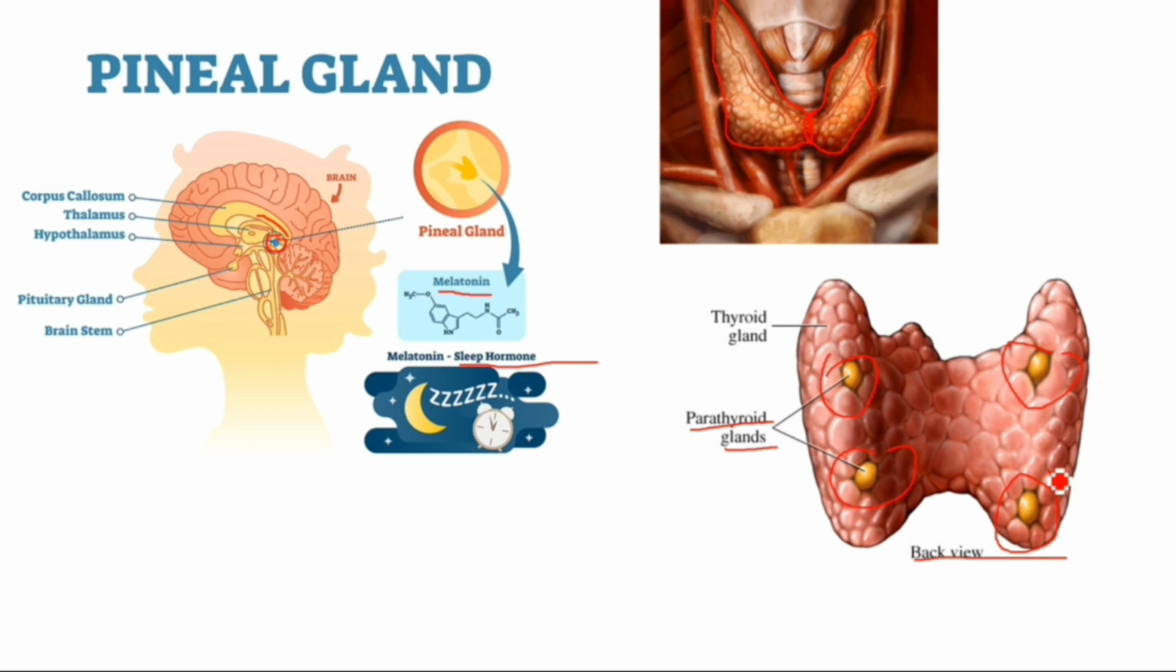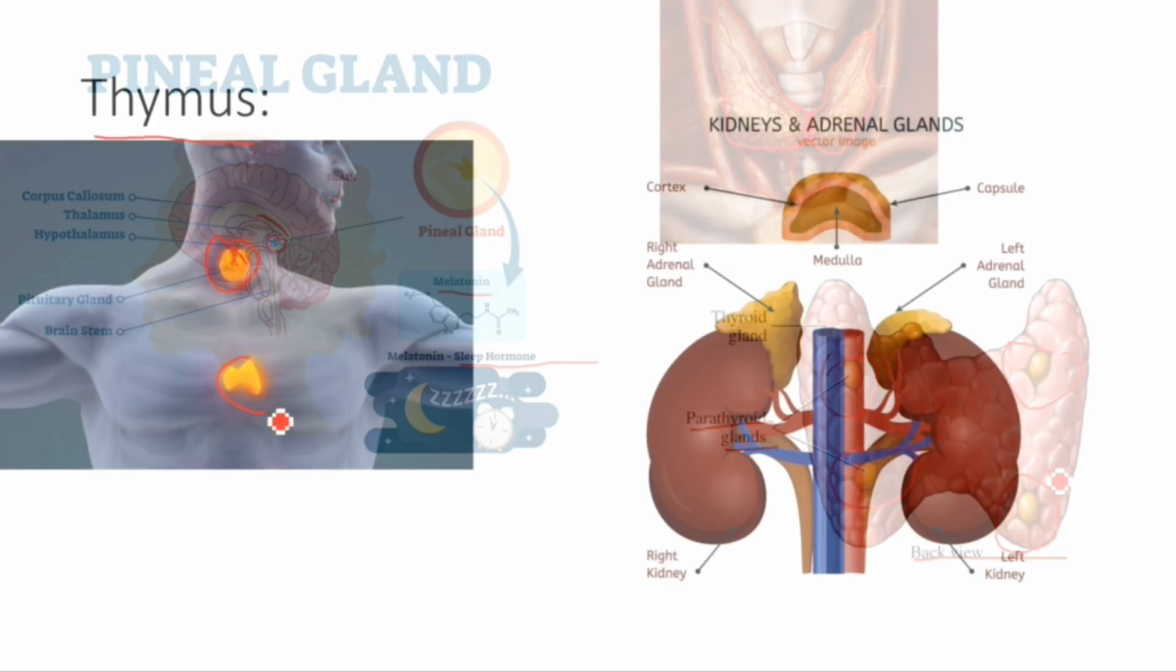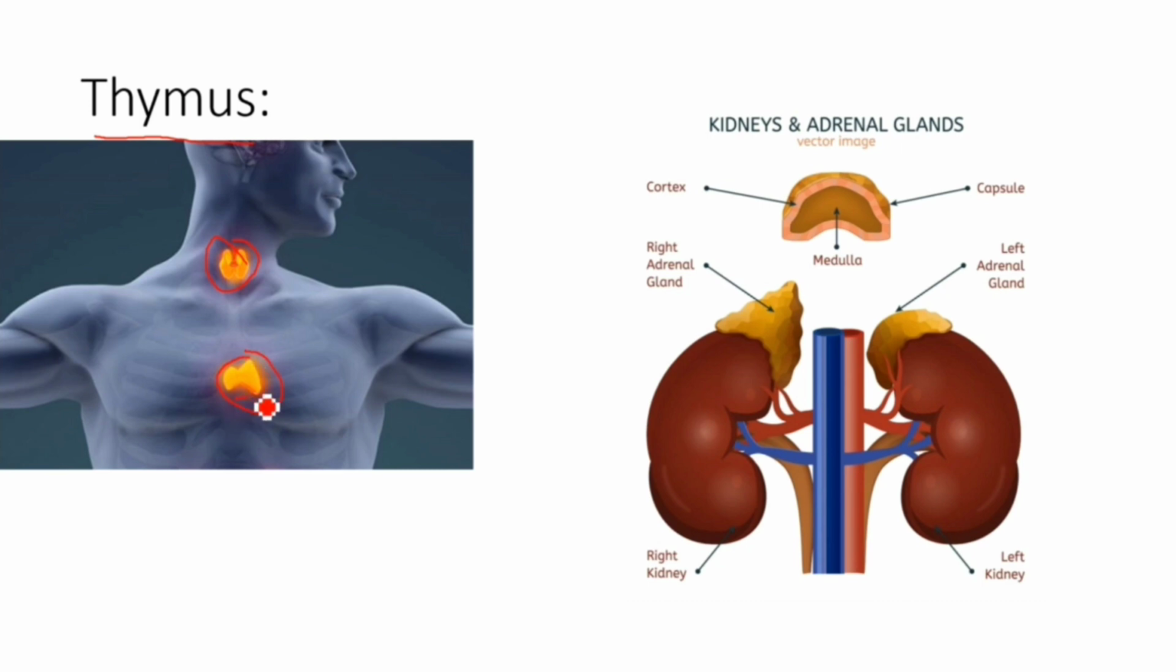So the parathyroid gland secretes the parathyroid hormone, which helps in regulating calcium and phosphate. Talking about this one, this is the thymus gland. As you can see, the thymus gland is located in the upper chest near the front side of the heart, and the thymus undergoes atrophy during adulthood, and it secretes the hormone thymosin. And the thymus gland is basically the primary lymphoid organ, as everyone knows.